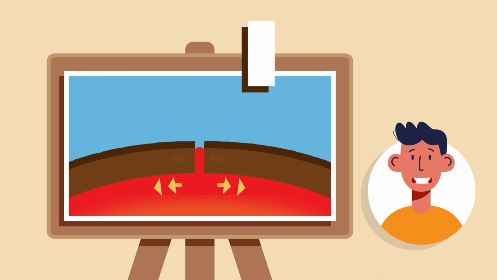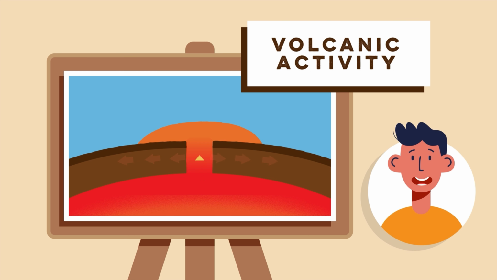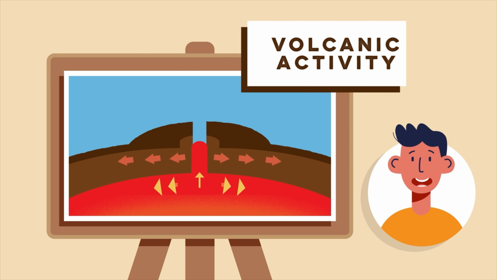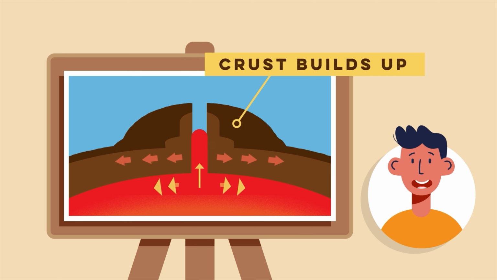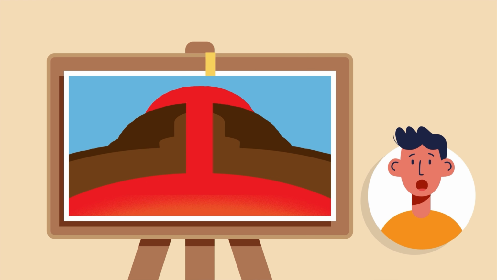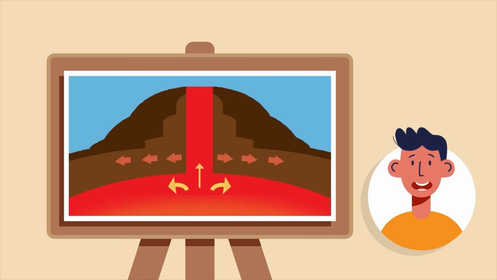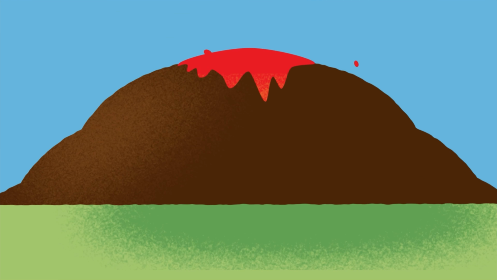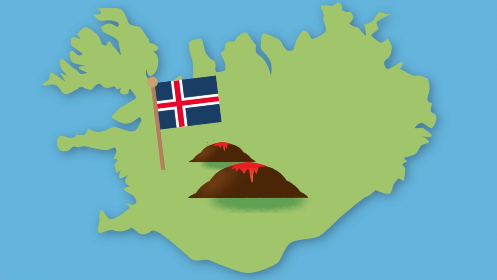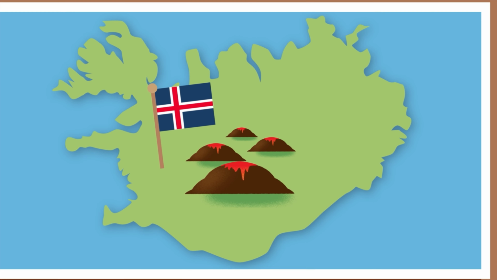Step 4 is volcanic activity. The rising magma at constructive boundaries not only forms new crust, but also creates volcanoes. These volcanoes are usually less explosive than those at destructive plate boundaries because the magma at these boundaries is less viscous. Iceland, located on the Mid-Atlantic Ridge, has many volcanoes.